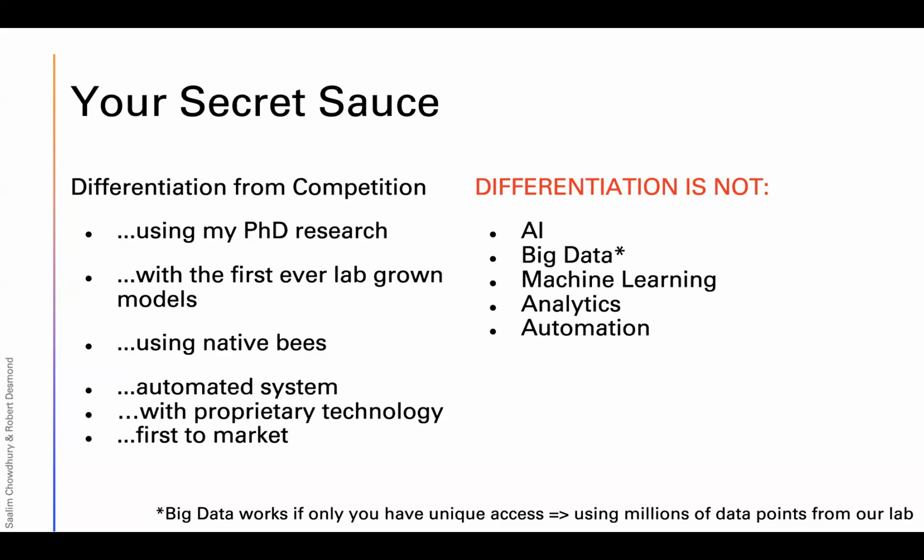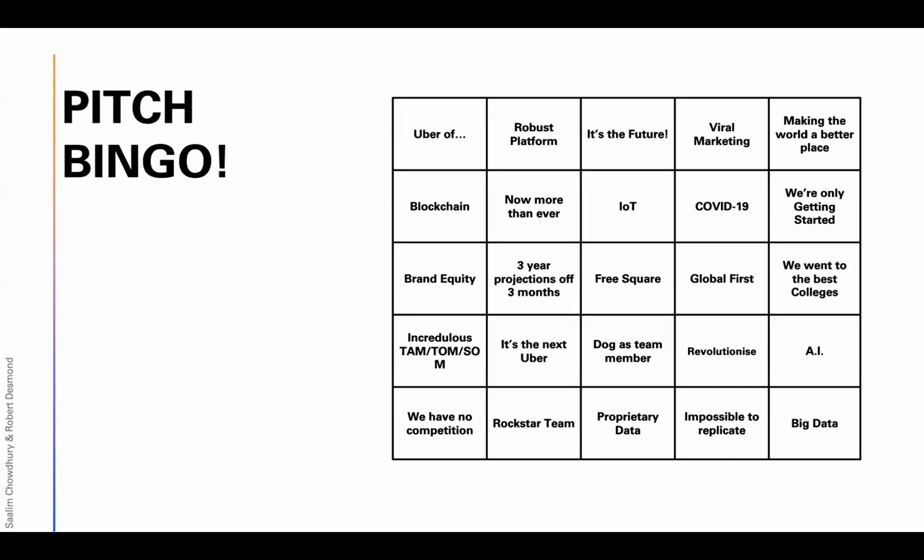Buzzwords like AI, machine learning, analytics, automation, big data might work if you have specific data points that no one else has. If you've got publicly accessible data points, okay, maybe if you've run machine learning on it for several years, that might be your secret sauce. But something that makes you stand out beyond other people. And yes, Salim, Ale, Dee, you can all probably attest to this, how many investment decks you've seen which have some of these words in.